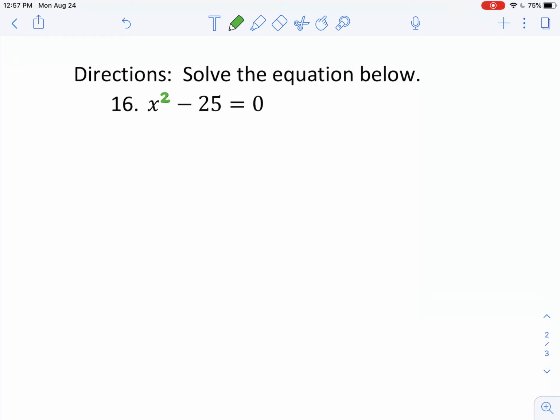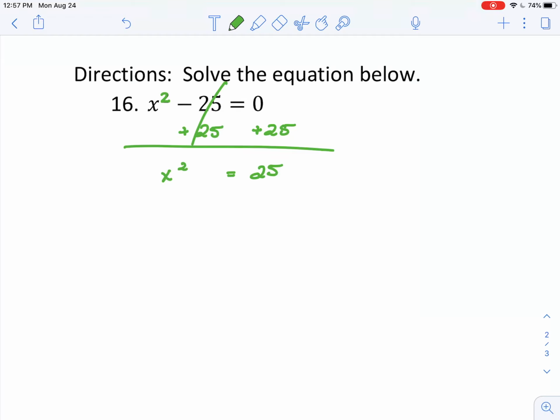If you were simplifying an expression, the first thing you would do is dealing with the exponent here. But when you undo things to solve the equation, you work backwards. So I'm first going to deal with the minus 25. The opposite of subtracting 25 is to add 25. You'll notice it doesn't say to justify, so I don't need to put given. I don't need to put addition property of equality.